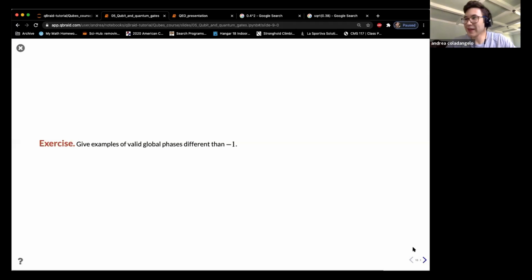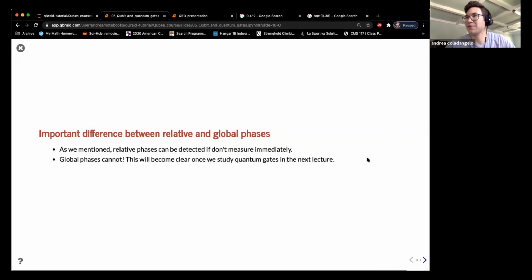Yep. And now the only thing that I want to point out, and I think this is the last thing that I'll mention in this lecture, is the important difference between relative and global phases. As we mentioned, relative phases can be detected if we don't measure immediately and we evolve first. But global phases can never be detected. Multiplying a qubit state by an overall factor that has magnitude 1 is completely undetectable.